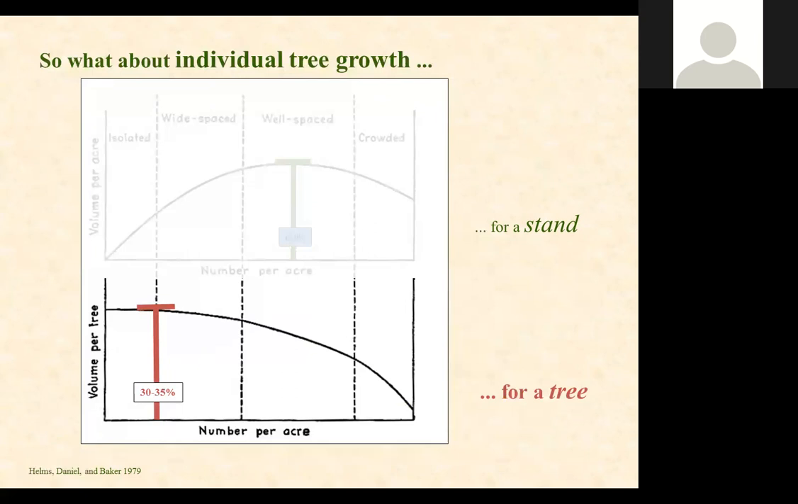So that's about the story for a stand, as summarized in the top part of this, but what about for an individual tree? And here, if we go back to Helms, Daniel, and Baker, they have marked the threshold for full or maximum growth of individual trees at about 30 to 35% relative density. So there's a plateau here from one tree in the stand up to about 35% of relative density. You would have fairly constant individual tree growth, rapid growth at the max rate. You remember the hypothesis that in zone one, every additional amount of basal area you leave results in a rapid increase. It's because the rapid growth of the trees you have there is compensating for the growth that would have been produced at higher levels.